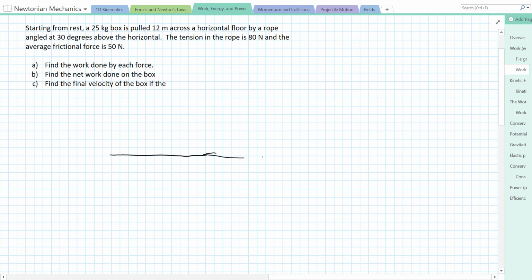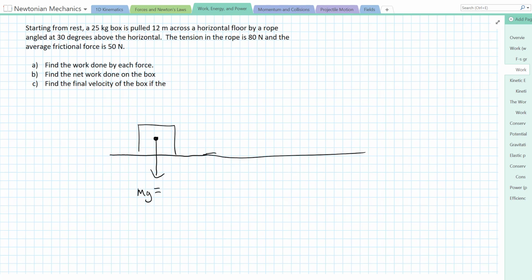So we're going to start with a free body diagram. I'm going to just sketch out a diagram of what's happening. It's a 25 kilogram box, so there's going to be a downward force of gravity, and mg is going to be equal to 25 kilograms times 9.8 meters per second squared. It's going to be 245 newtons.